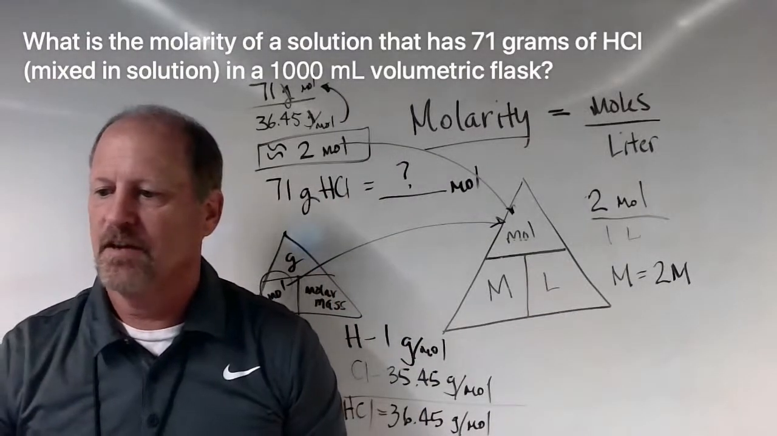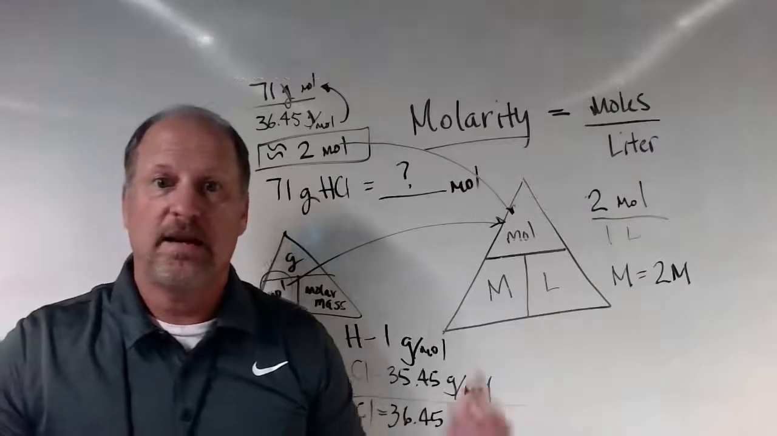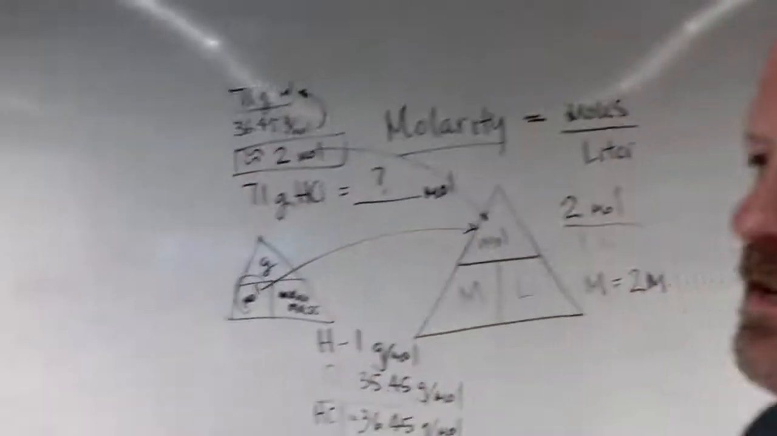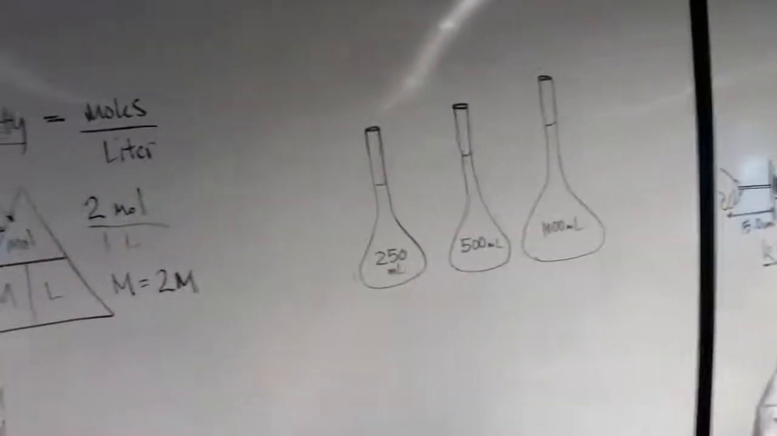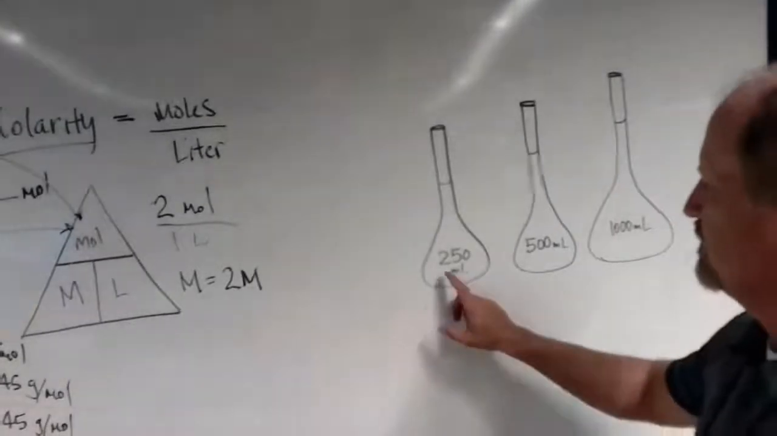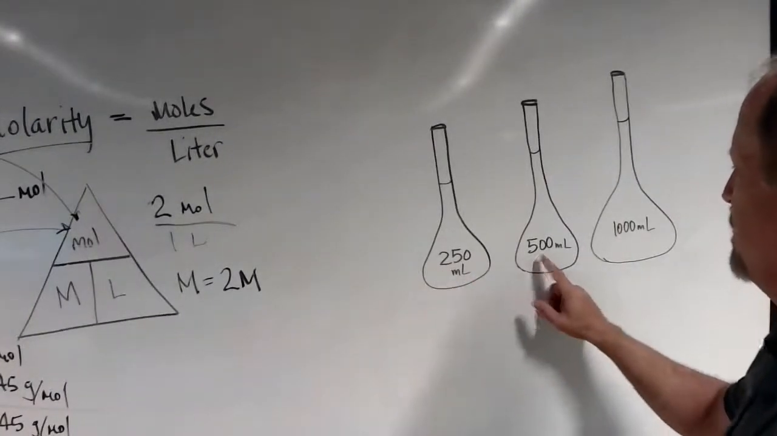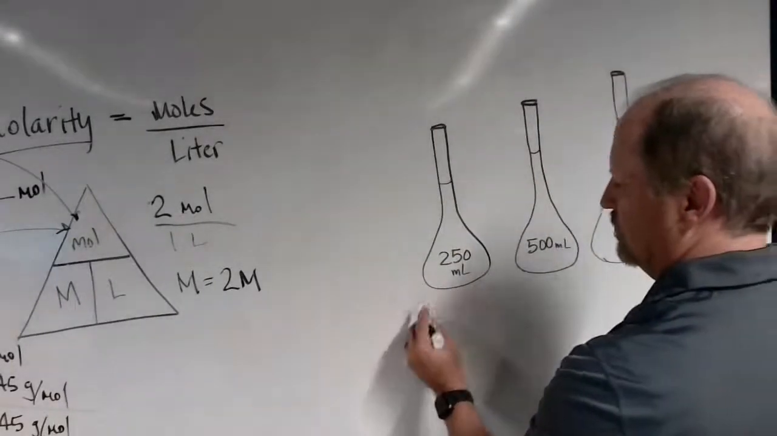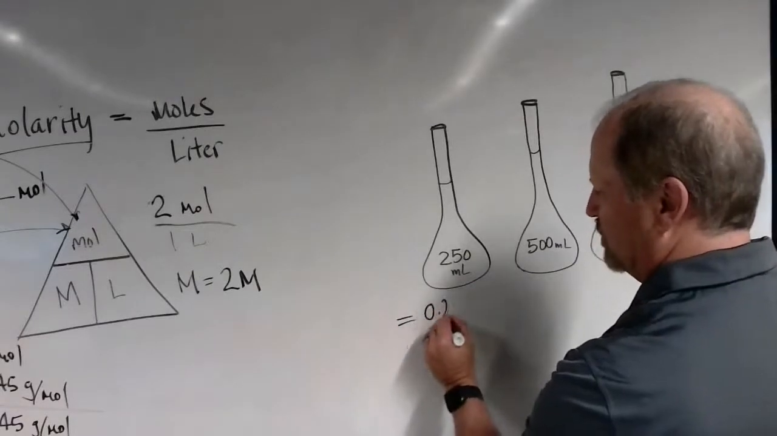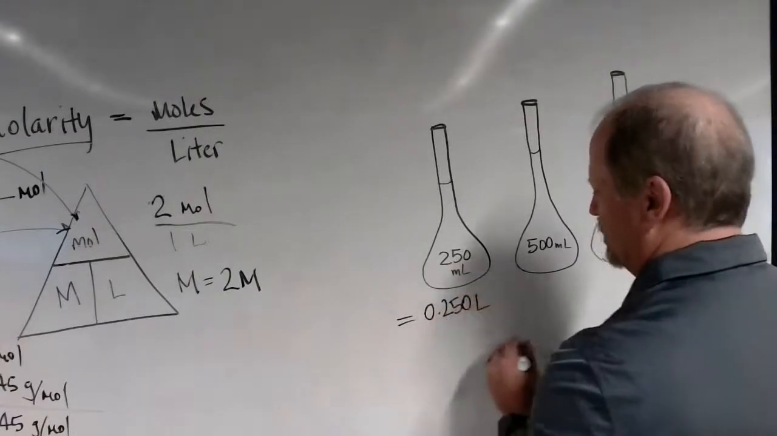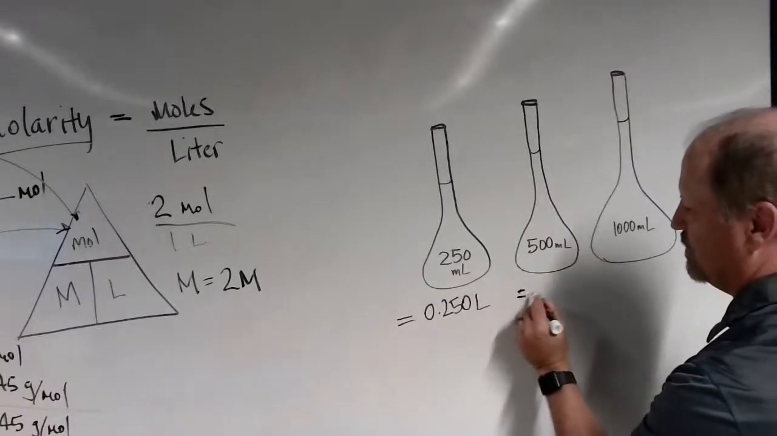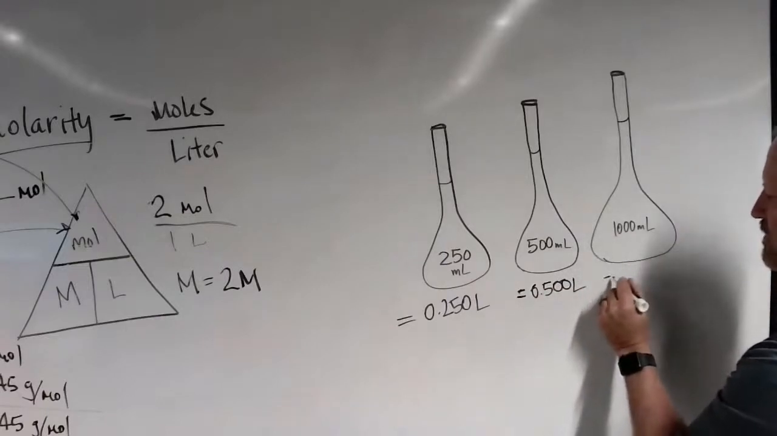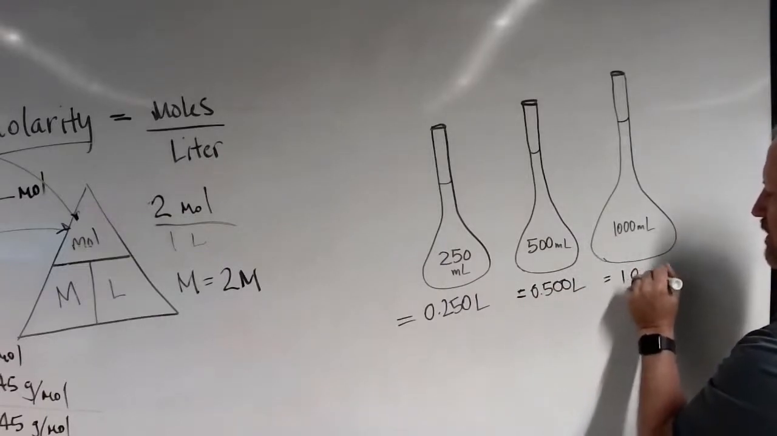So what happens if we were asking the question about how many grams of sodium hydroxide, for example, would go in a different volumetric flask? I'm going to move the camera up here so we can take a look at our volumetric flasks. We have 3 volumetric flasks: a 250 milliliter, a 500 milliliter, and a 1,000 milliliter. In terms of liters, this is 0.250 liters, 500 is equal to 0.500 liters, and 1,000 is equal to 1 liter.